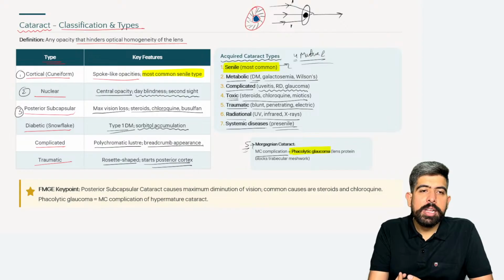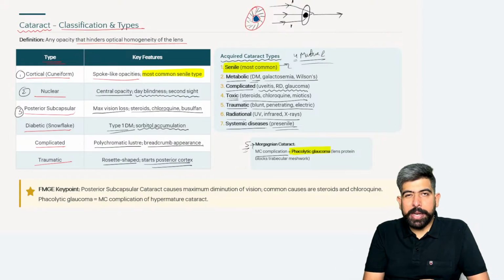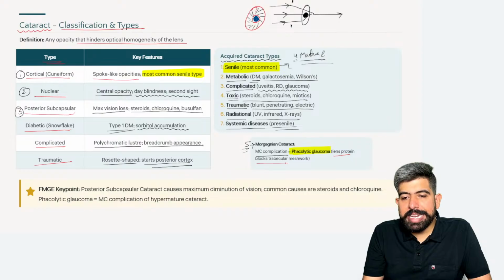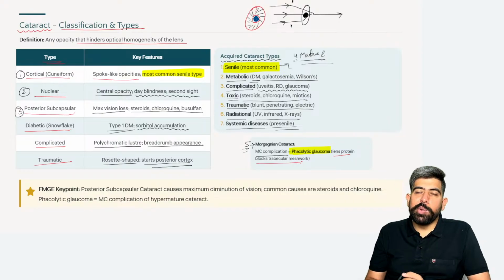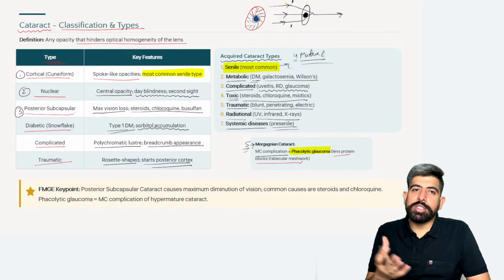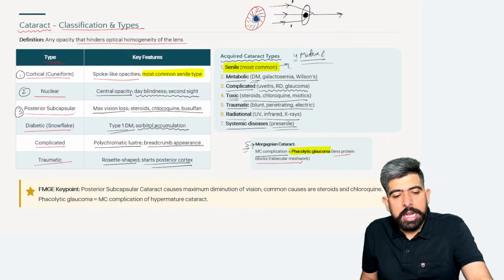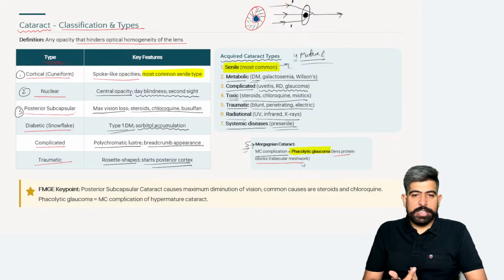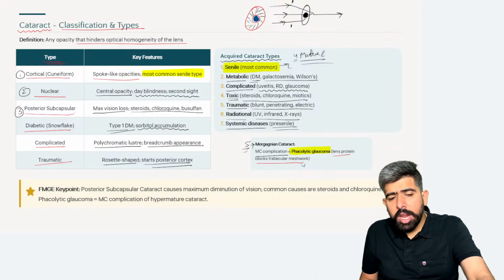As I told you, the liquefaction of the cortex will happen, right? As the liquefaction of the cortex happens, this lens protein will leak out and block your trabecular meshwork. As they block the trabecular meshwork, there will be accumulation of the aqueous humor, and this will increase your intraocular pressure. Is it clear, guys? Chalo.